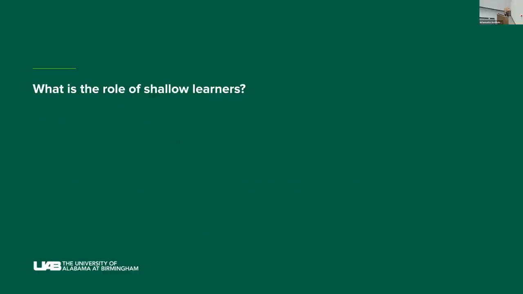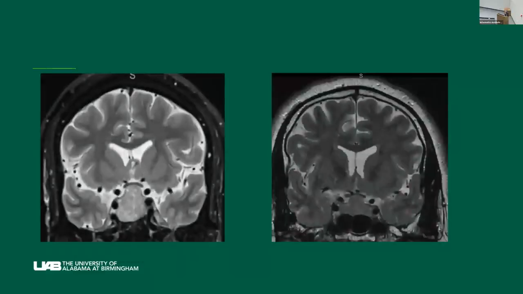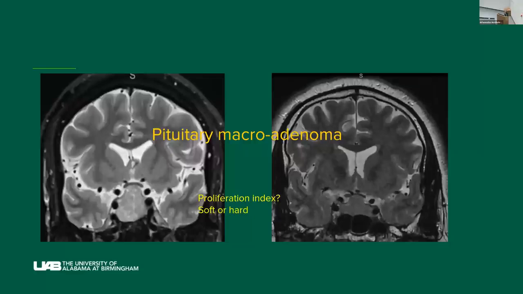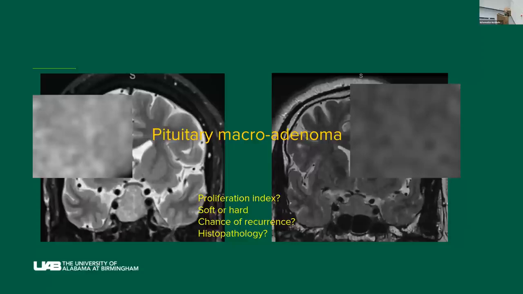So the question is, what is the role of shallow learning? To answer this question, let's look at this example. Both of these patients have pituitary macroadenoma. Radiologists and neural networks can predict the diagnosis and classify and segment the pituitary adenoma. However, there are many more questions. What is the proliferation index? What is the gene mutation? Which one is hard or soft? What is the chance of recurrence? What is the histopathology? If you look at the maximized view, it seems that the texture of these tumors is not the same. At this time, neural networks and human radiologists are not able to answer these questions.